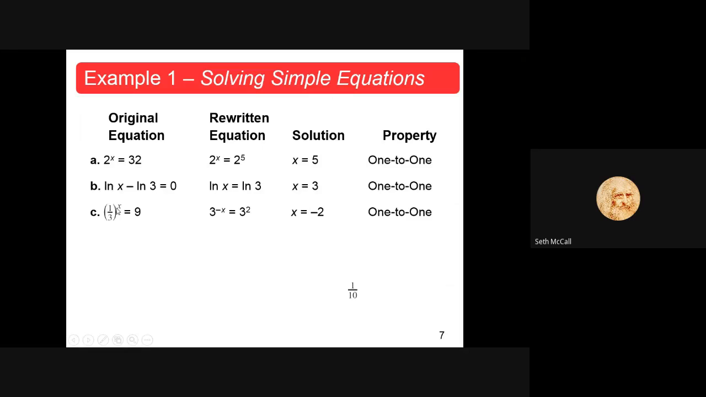Now, this one is not so obvious. So what's going to happen is this is actually 1 over 3 to the first. This 3 in the denominator would come to the numerator, and it would become 3 to the negative 1 power.